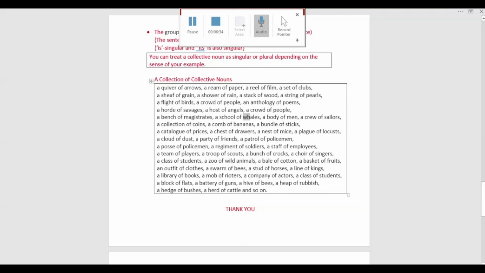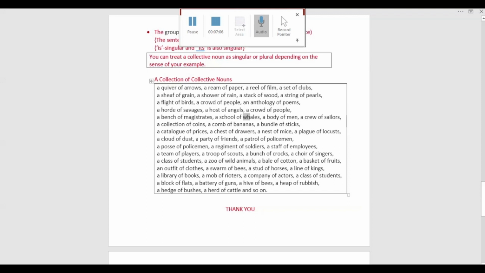Some collective nouns. A quiver of arrows, a ream of paper, a reel of film, a set of clubs, a sheaf of grain, a shower of rain, a stack of wood, a string of pearls, a flight of birds, a crowd of people, an anthology of poems, a horde of savages, a host of angels, a bench of magistrates, a school of whales, a body of men, a crew of soldiers, a collection of coins, a comb of bananas, a bundle of sticks, a catalogue of prices, a chest of drawers, a nest of mice, a plague of locusts.